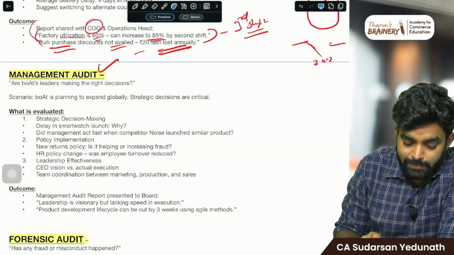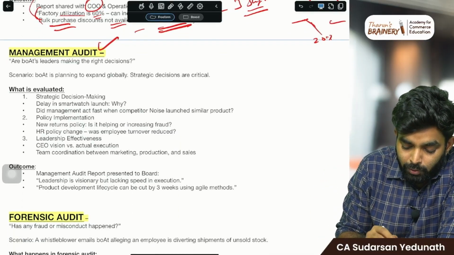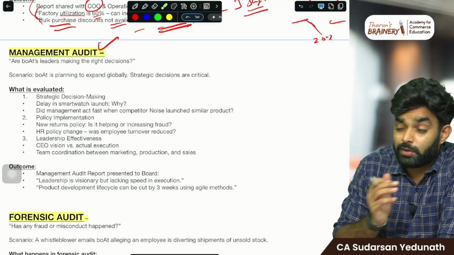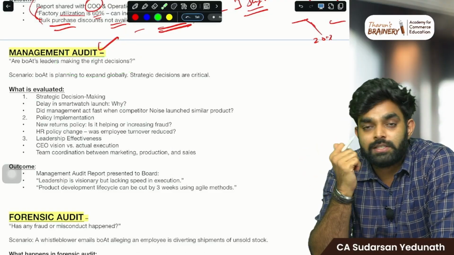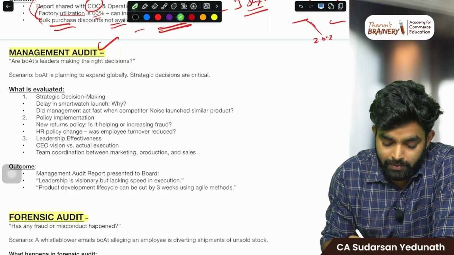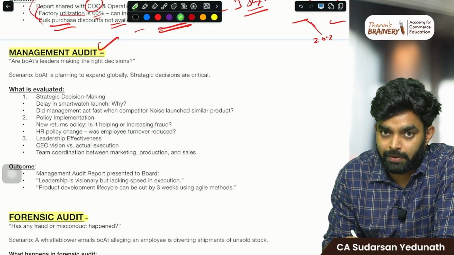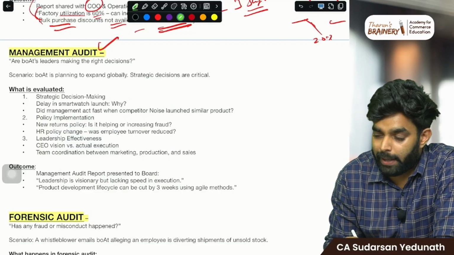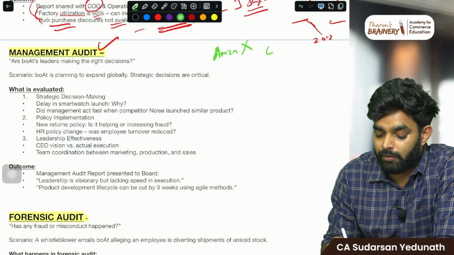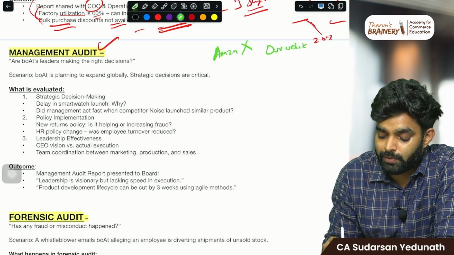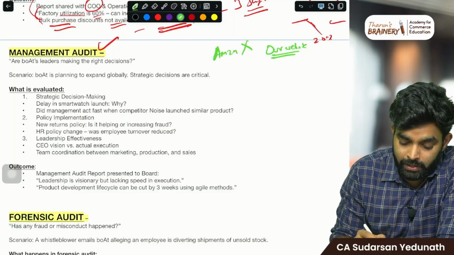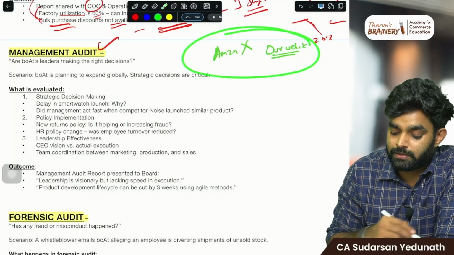So what is management auditing? Are the board's leaders making the right decisions? Board leaders will be making so many decisions. Are they making the right decision? They say, okay, from now we are stopping all the sales on Amazon, and we'll only concentrate on our website. So that is one decision. When the management auditor is doing the audit, he has to look at the impact of this decision.